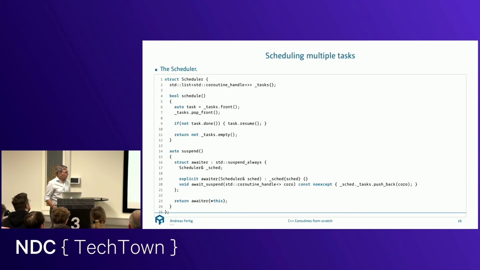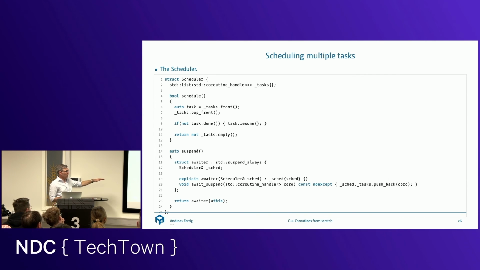The implementation of suspend now does something a little bit different than before. I have this awaiter struct here, but this time, just to show you a different approach, I derive from suspend_always, the type we have in the standard library, and that should signal what this awaiter does in general. It suspends, and I'm overriding only the additional functions that change.